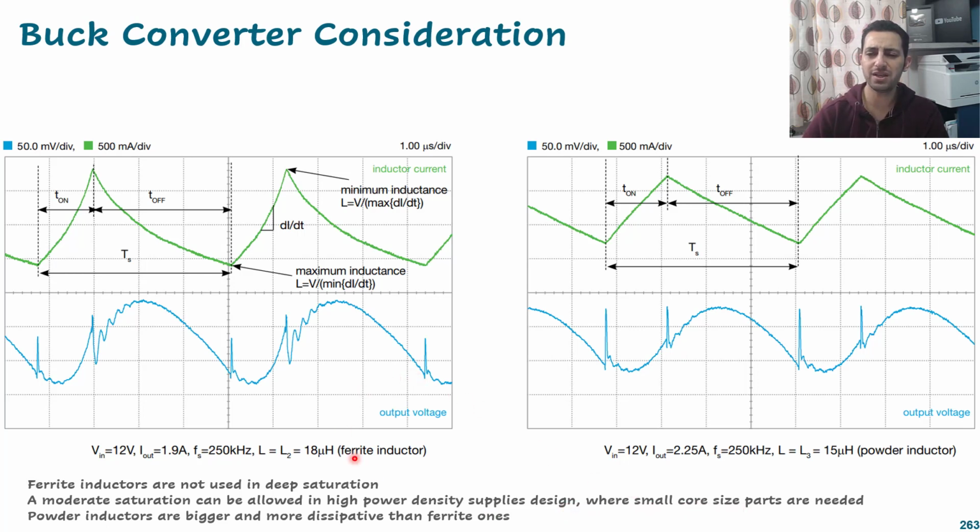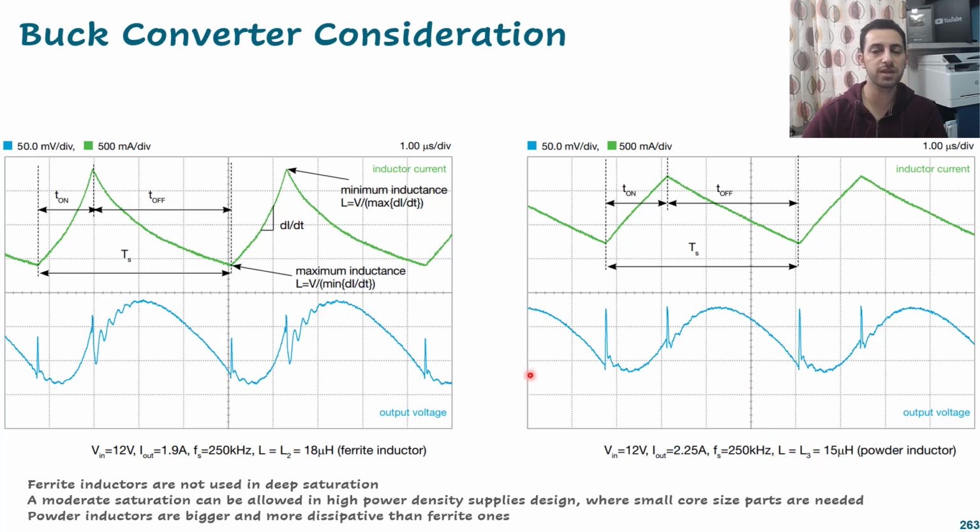So why do we sometimes go for ferrite if it saturates very easily at high current? Because they are smaller in size. That's the benefit of ferrite inductors. Powder inductors are bigger and more dissipative than ferrite ones. So the ferrite one is better for size and performance and also for high frequency, because powder cores lose power and also dissipate more heat if I switch them at very high frequency.